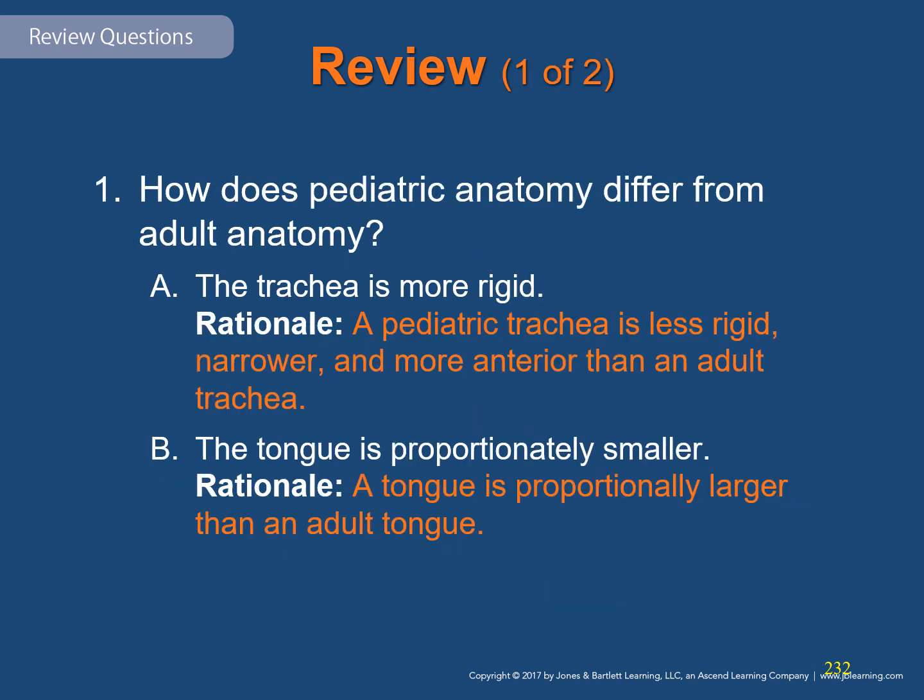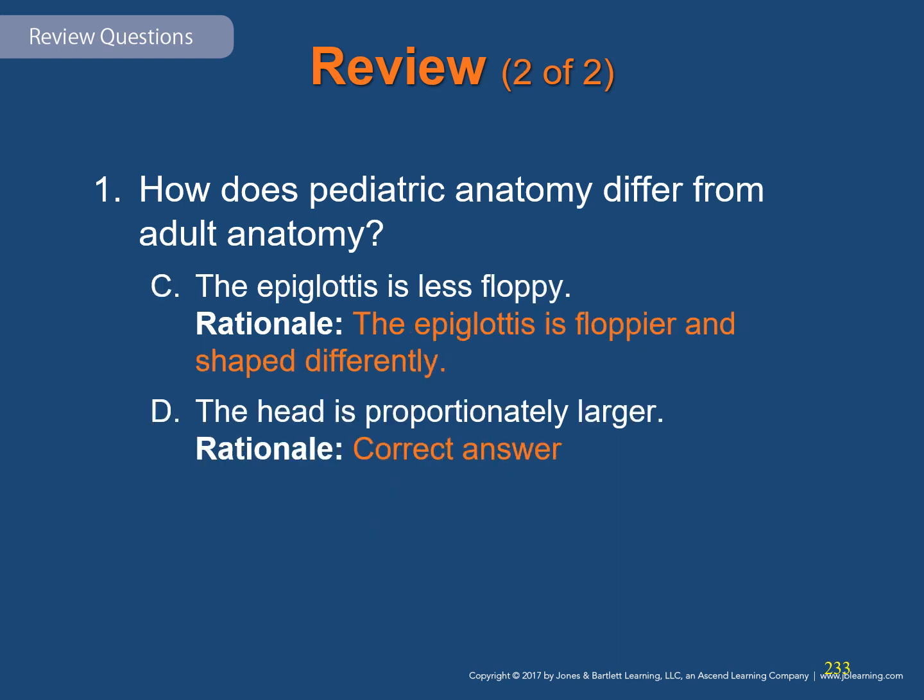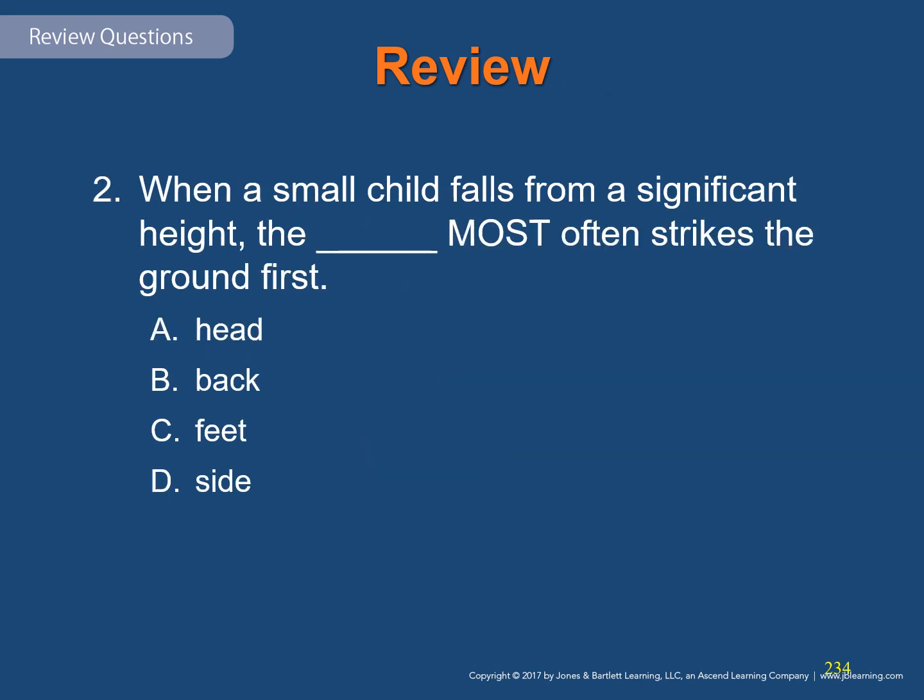Answer A. A pediatric trachea is less rigid, narrower, and more anterior than an adult's trachea. B. A tongue is proportionately larger than the adult's tongue. C. The epiglottis is floppier and shaped differently. D is the correct answer.